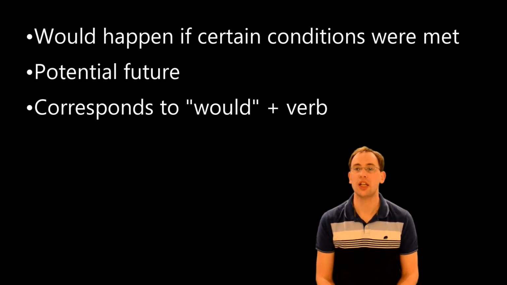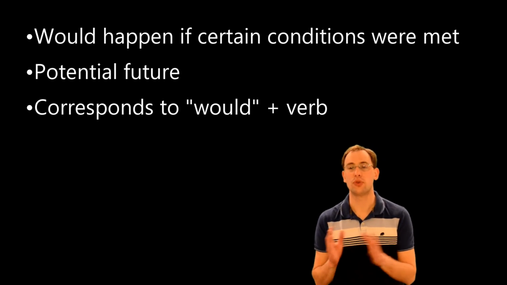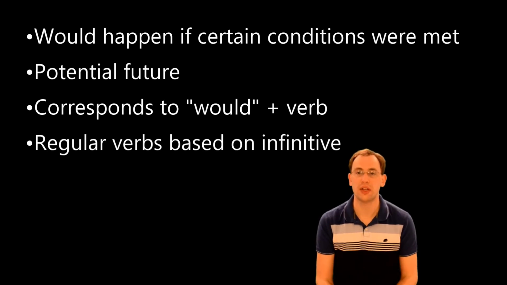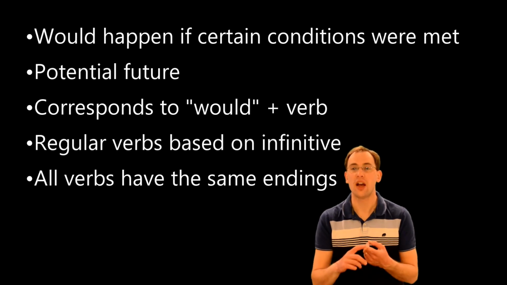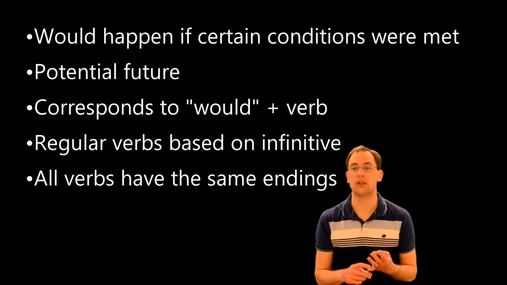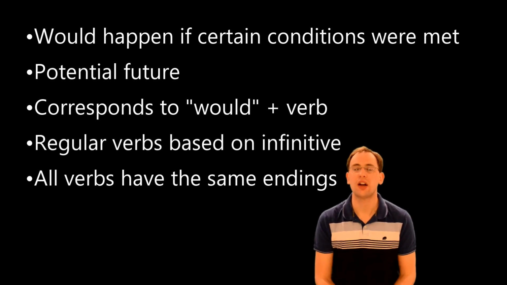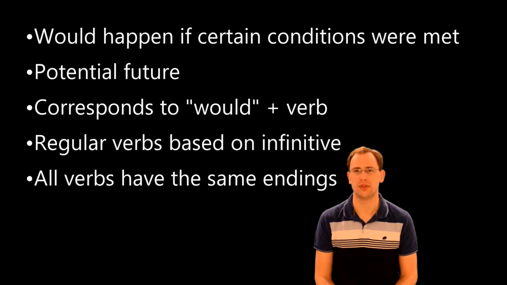Now, as far as conjugating goes, the conditional tense is similar to the future in that as well. And by that, I mean that instead of dropping the ending, with the conditional tense, we're going to use the whole infinitive for regular verbs. Additionally, all verbs, whether they're AR, ER, IR, or irregular verbs, are going to have the same endings in the conditional. Now, to get our conditional endings, we want to think back to the imperfect tense.